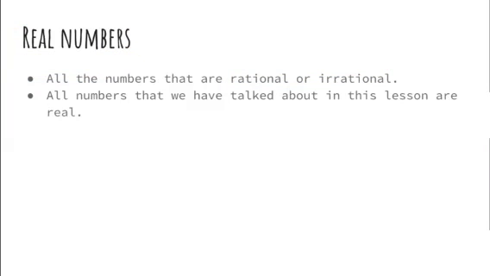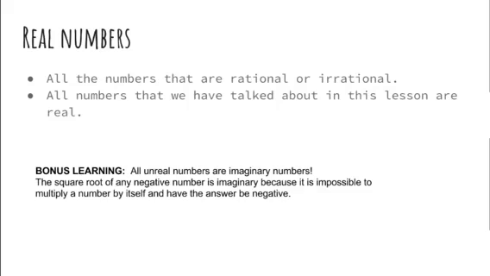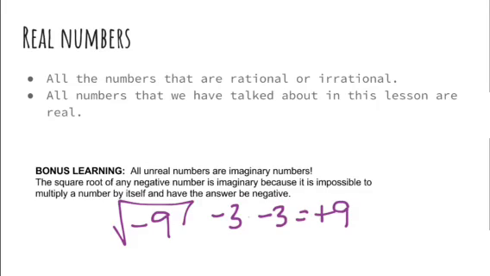Just as some bonus learning, all unreal numbers are imaginary numbers, kind of like those friends you had when you were a kid. For instance, the square root of -9. That is imaginary, not irrational. This is imaginary because there's no number that you multiply by itself to get -9. -3 times -3 is going to give you a +9. So this is equal to 3i, imaginary. But again, that's just bonus learning.